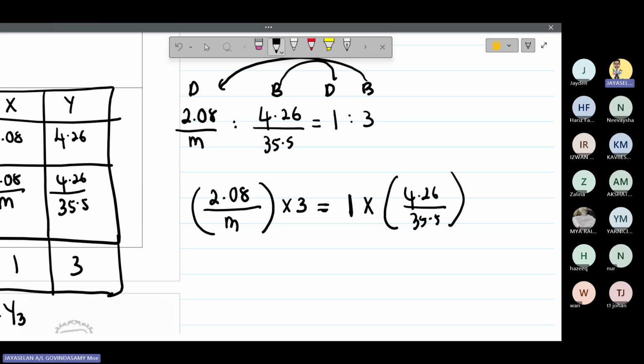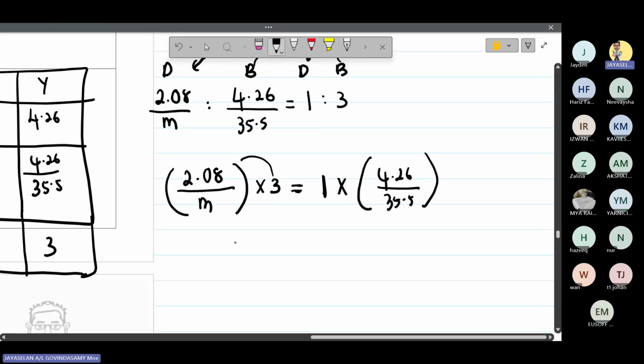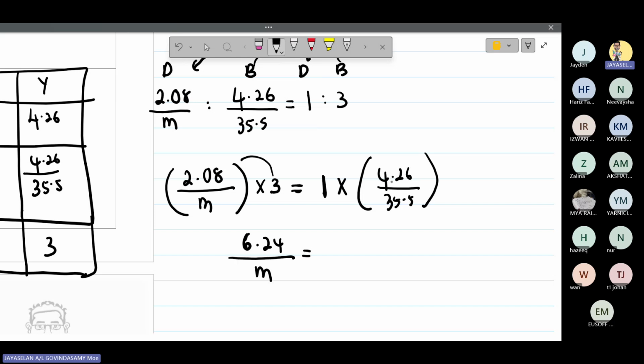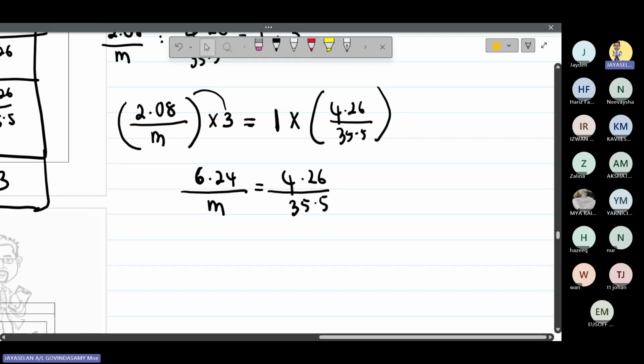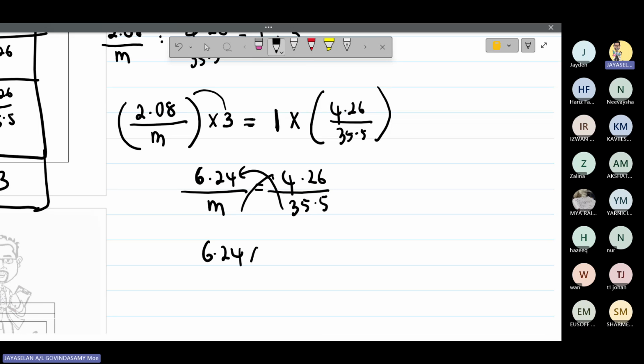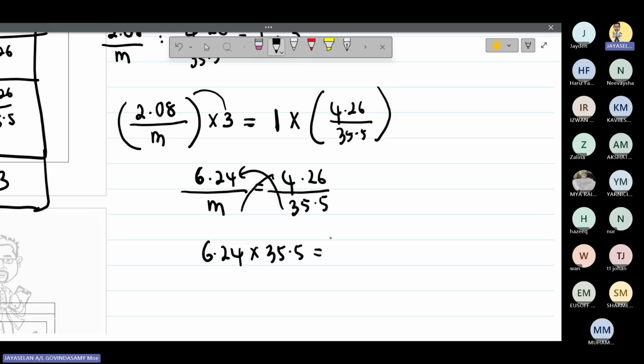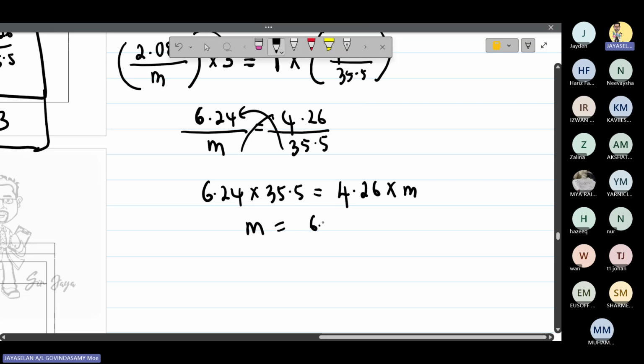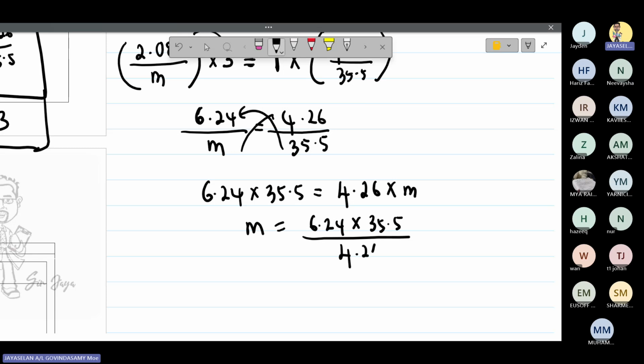So final step. After that, what do you do? This one times now. When you times, you will get 6.24, divided by M. And this one is 4.26 divided by 35.5. Then cross multiply. So you will get 6.24 times 35.5 equals 4.26 times M. Now you selesaikan, cari M. M equals 6.24 times 35.5 divided by 4.26. You guys should get 52 as the answer.